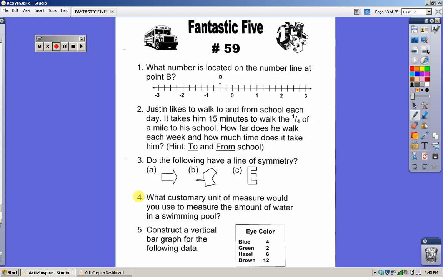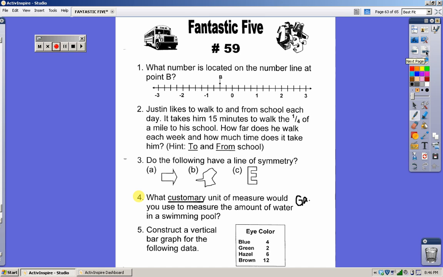For number 59, what customary unit of measure would you use to measure the amount of water in a swimming pool? The customary is what we use in the United States. It's what nobody else in the world uses except for us, so y'all just feel very privileged about that because it makes your life a lot harder. You have to learn 2 systems. But we would probably use gallons for that. Gallons would be the best answer for that problem.